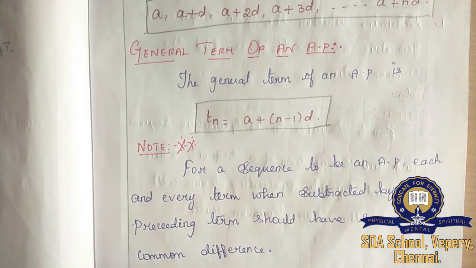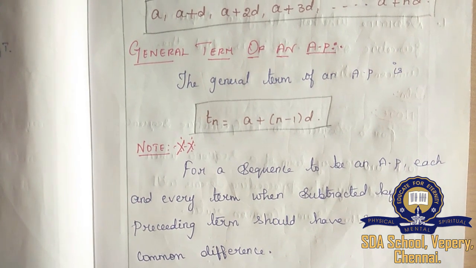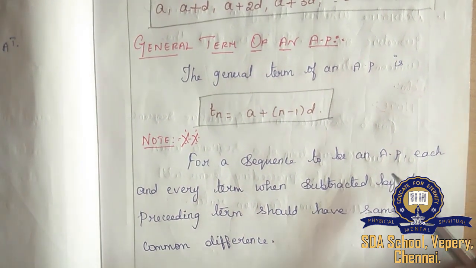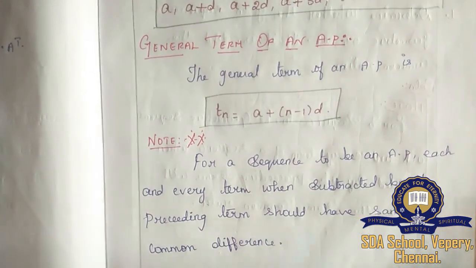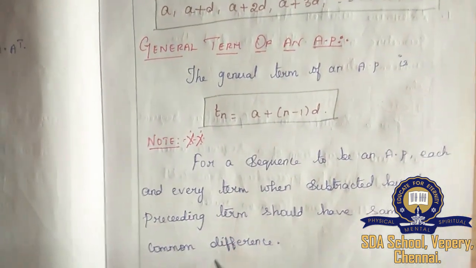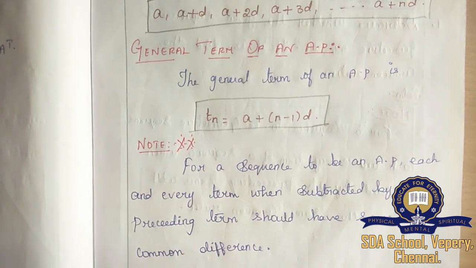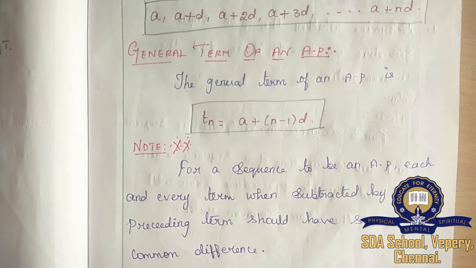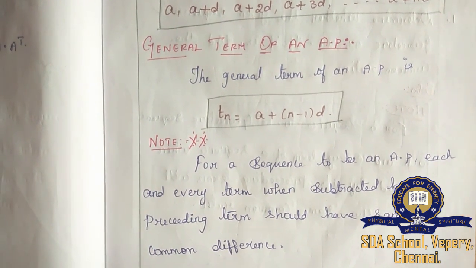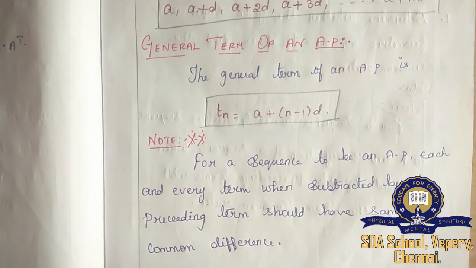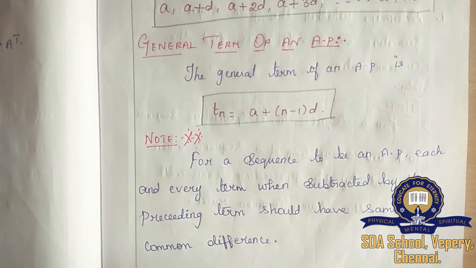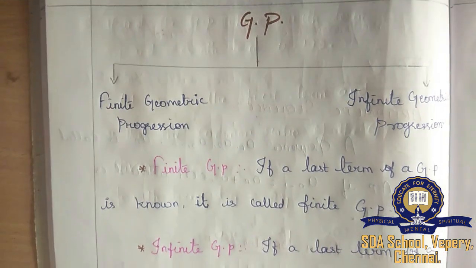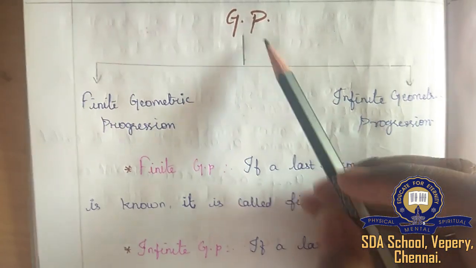Okay, one more important thing we have to recall now. When a sequence is an arithmetic sequence, each and every term when subtracted by its preceding term should give the same common difference. Already we have seen so many examples in the last video itself. If you people have any doubts regarding this, you can go through the video again and again until you understand the concept clearly.